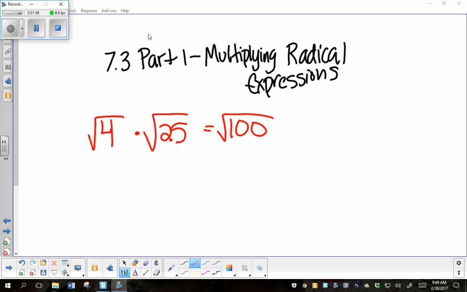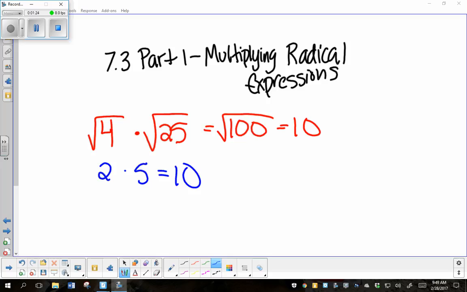Let's check. Let's see if it works. What is the square root of 100? 10. What is the square root of 4? What's the square root of 25? What's 2 times 5? 10. So it works. It is okay to do that.